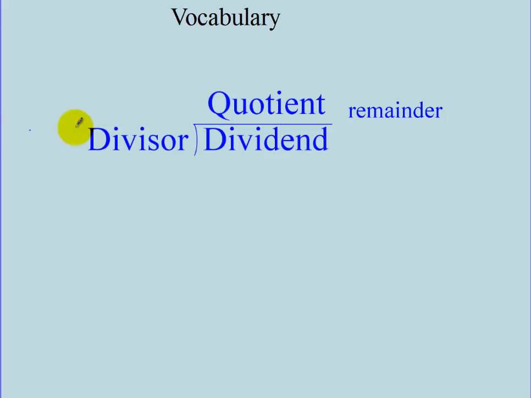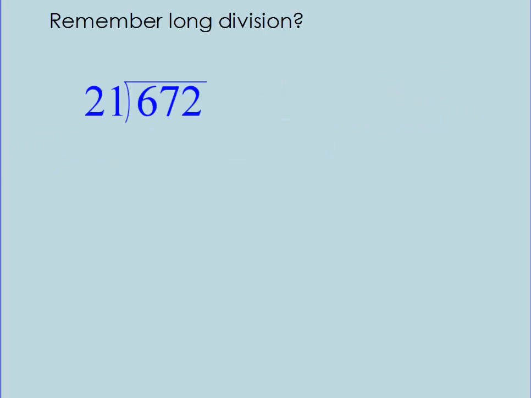Some vocabulary just to remind you. When we're dividing numbers, the divisor is the number or the polynomial that's on the outside to the left. The dividend is the thing that's inside the division sign. The quotient is what's going to end up on top, and we'll have a remainder over here on the right.